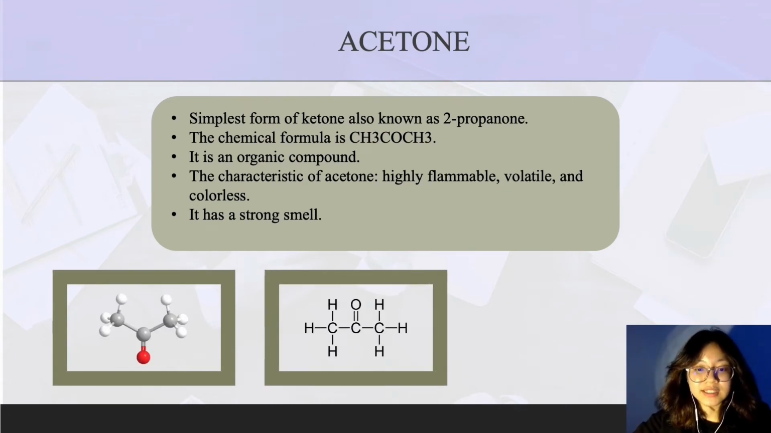It can occur naturally in the environment, and it can also be industrially made. The chemical formula for this compound is CH3COCH3. It is an organic compound that is a highly flammable, volatile, and colorless solvent. It has high miscibility in water and other solvents such as ethanol, methanol, and ether. It has a strong smell, which is commonly the same as nail polish remover.